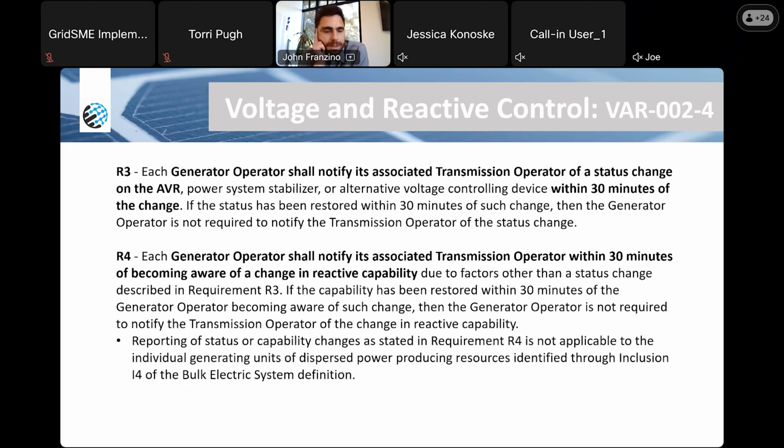All right, here's where the scary 30 minutes, notifying within 30 minutes of change, comes into play for R3. And then same thing if there's a change in reactive power capability as well. Although currently there is a carve out for our IBR friends on R4. We will see if that changes as the heightened focus on IBRs continues and standards evolve.